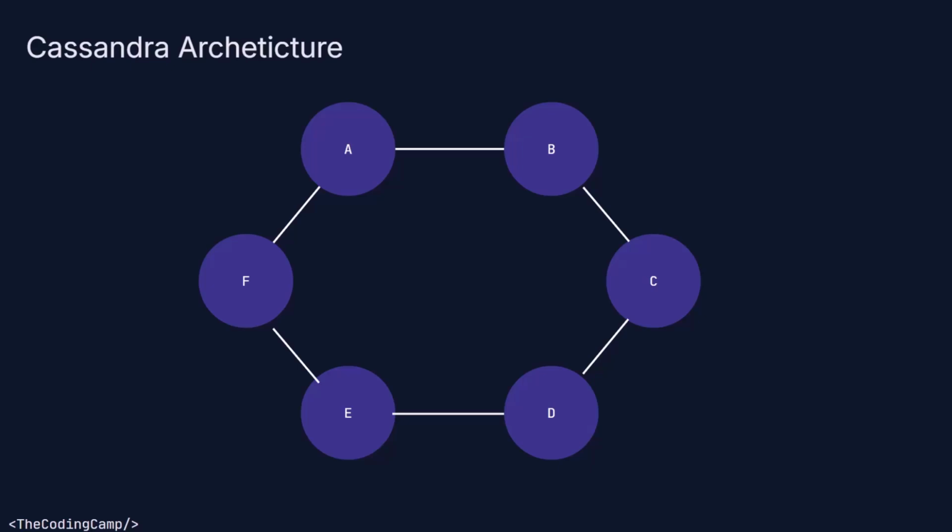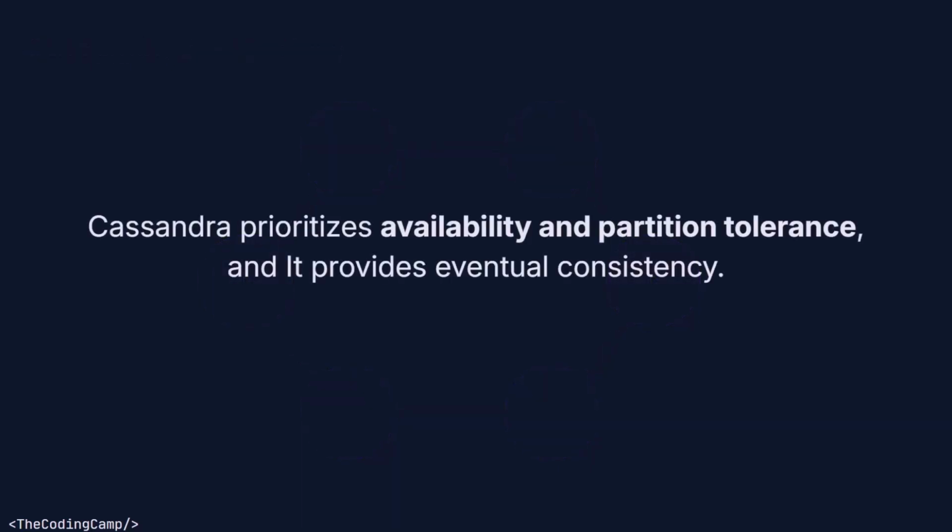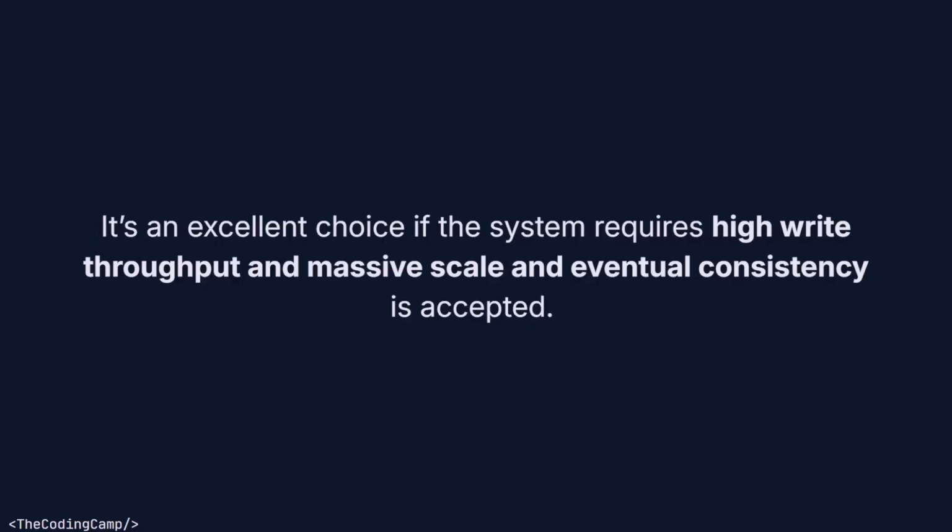From the CAP theorem perspective, Cassandra prioritizes availability and partition tolerance, and it provides eventual consistency. It's an excellent choice if the system requires high write throughput and massive scale, and eventual consistency is accepted.